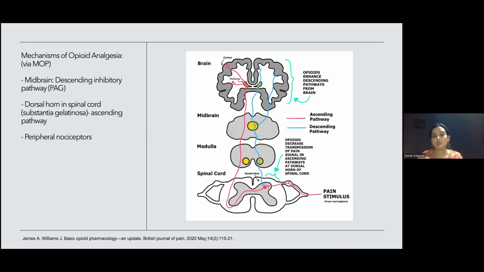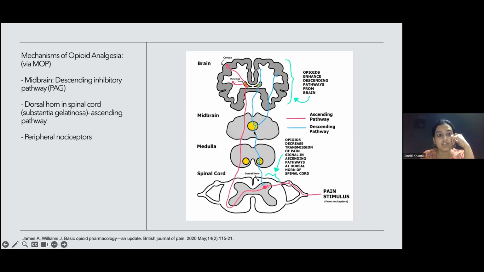The descending pathway is the inhibitory pathway of pain, and the opioid analgesia mainly acts on the descending inhibitory pathway of pain, especially in the PAG area of the midbrain. So the midbrain is where a lot of the opioid analgesics will act. So here, if you see, there is a lot of opioid analgesia acting at the level of the midbrain.